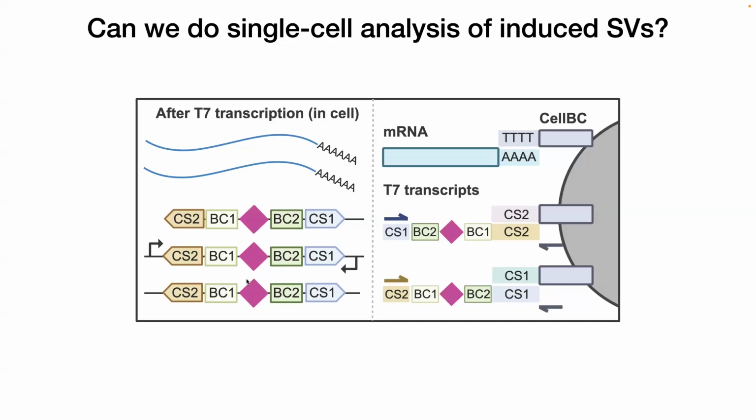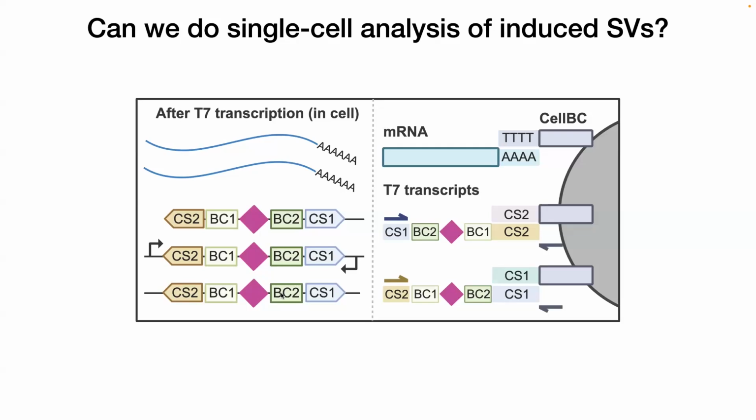So let's say you had an integrated shuffle cassette in the genome. If you fixed your cells and then did T7 transcription while the cells were present, you would capture first the endogenous mRNAs, but then you'd also induce these short transcripts that are coming from the shuffle cassettes. And remember, the identity of these barcodes actually reflect whether there was a rearrangement or not.